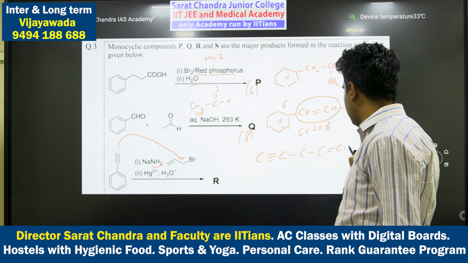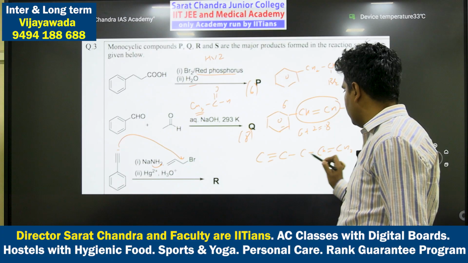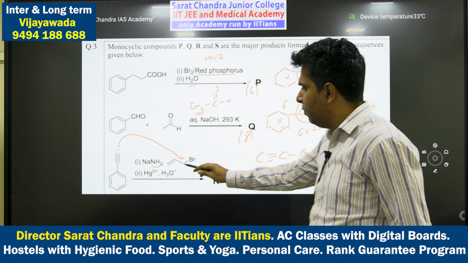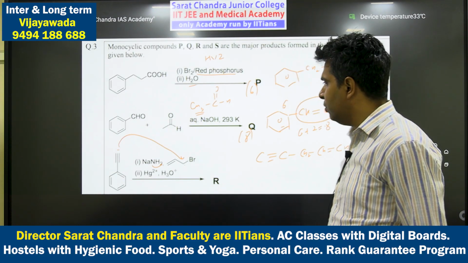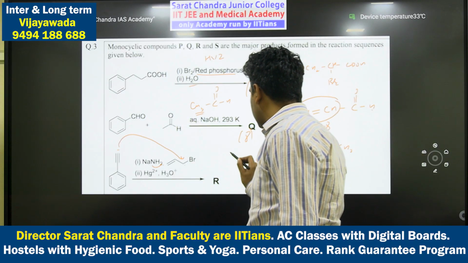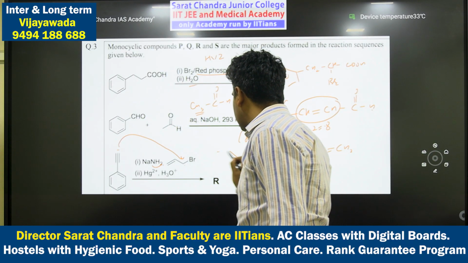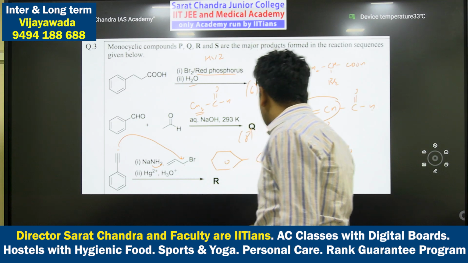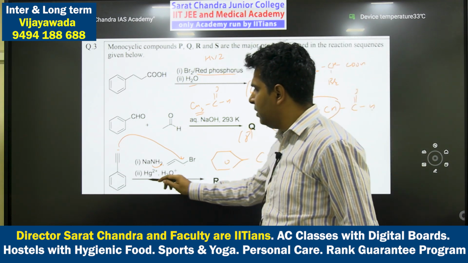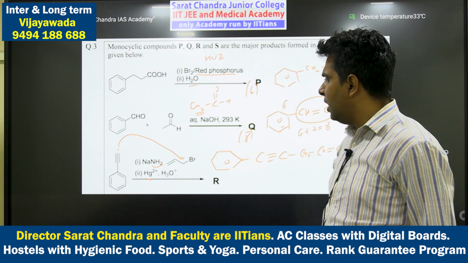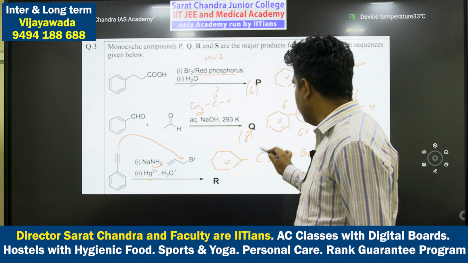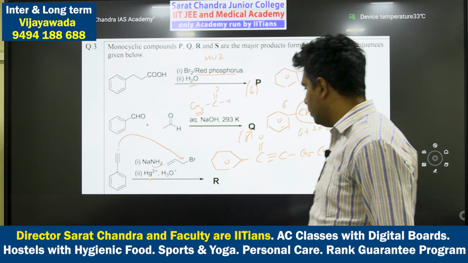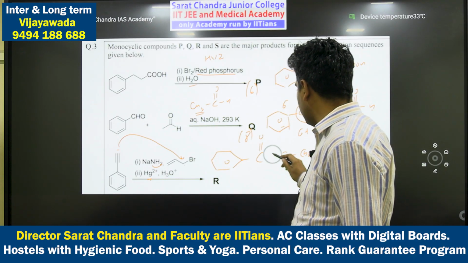C double bond C. So this will attack this carbon atom and substitute the bromine, and over here the benzene ring. And the second step is hydrolysis. So hydrolysis of alkynes will give me this ketone. So ketone will be formed as the final product over here.